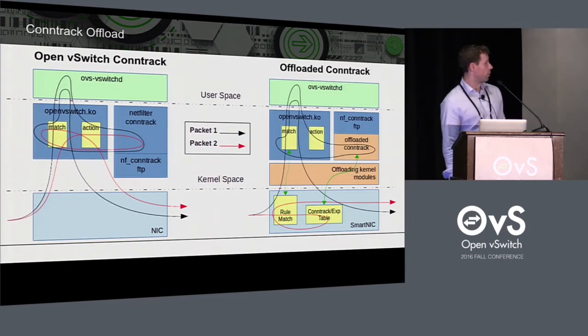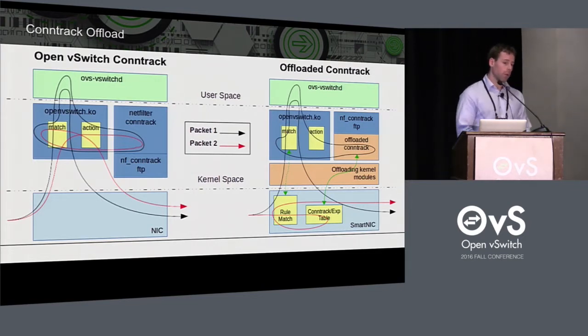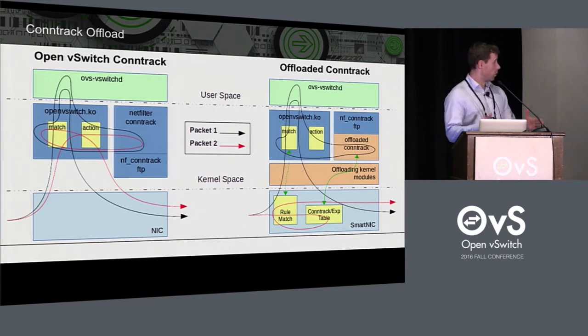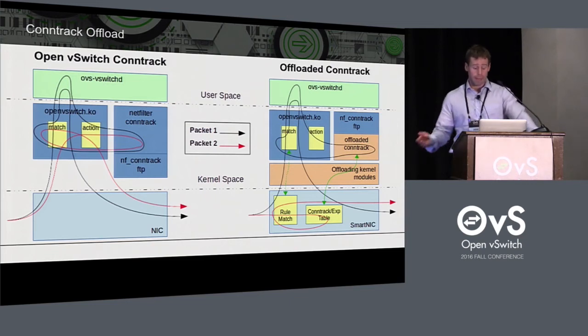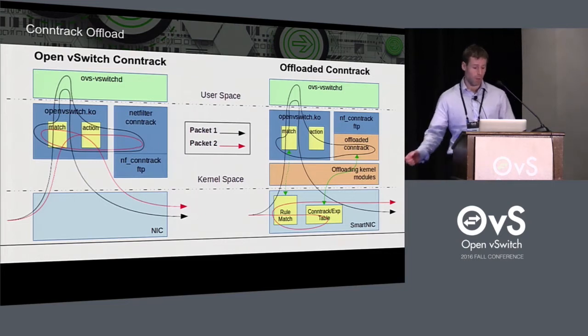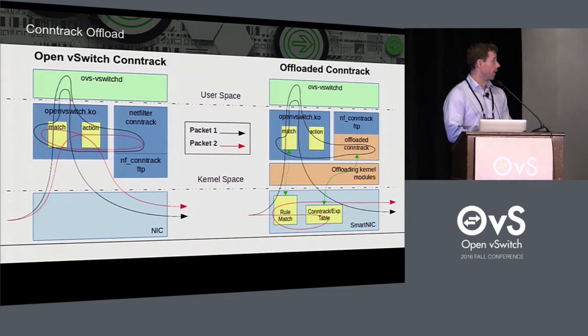We'll extract the 5-tuple and send a request down to our SmartNIC. We'll do the lookup there, and send a response back to our module. From here, we can populate the packet metadata in the same way that Conntrack or NetFilter Conntrack would have, and pass it back into the OVS kernel, and it will not know any different and can continue to execute the packet.